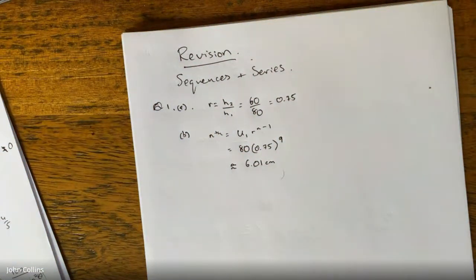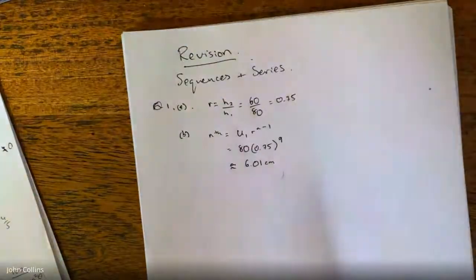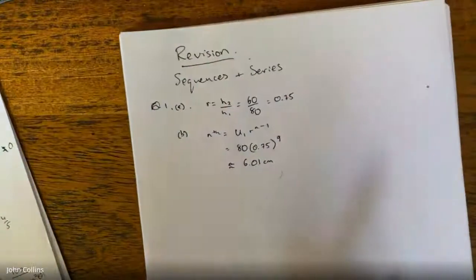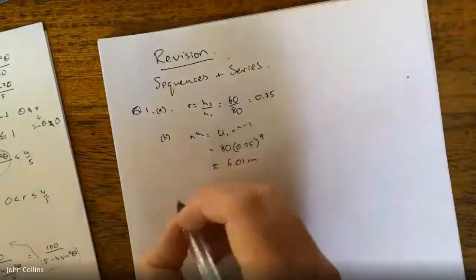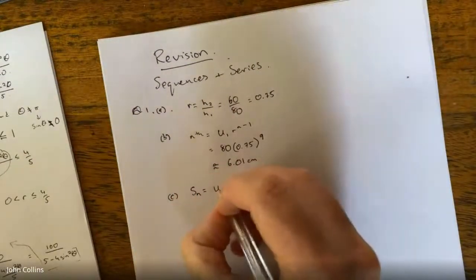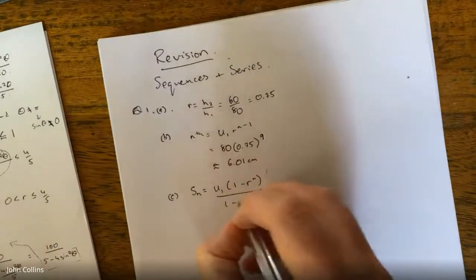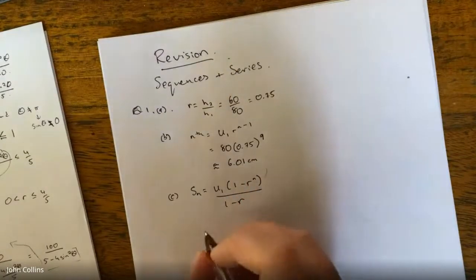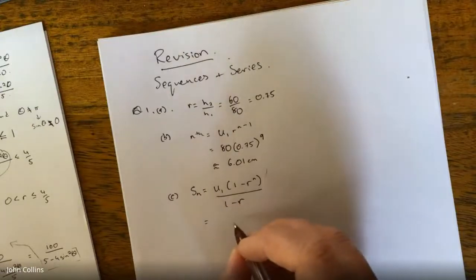All right, next part. You were looking at the total distance. So this had a little trick to it, up and down. So you needed to use the sum of terms in a geometric series. So let's just write the formula: u1 times 1 minus r to the n, over 1 minus r.